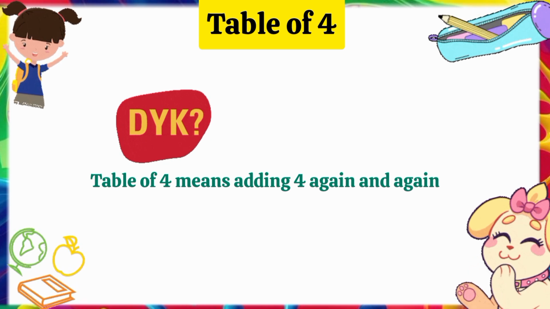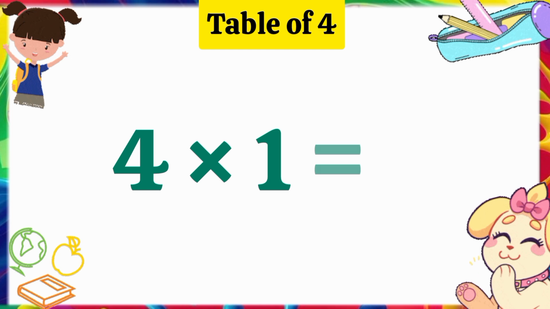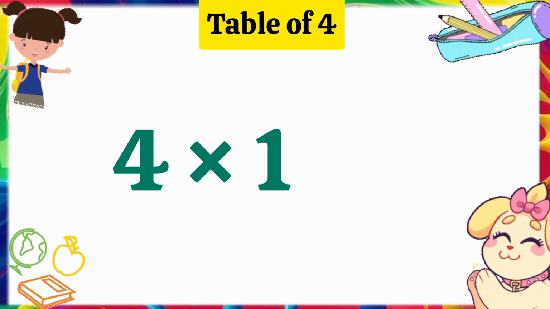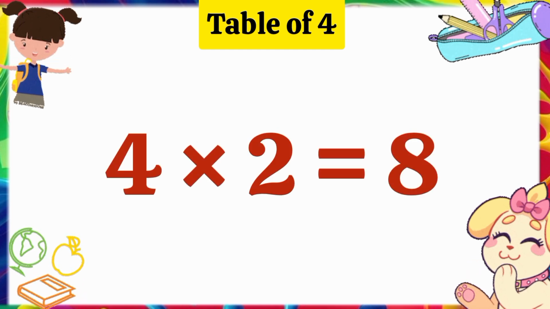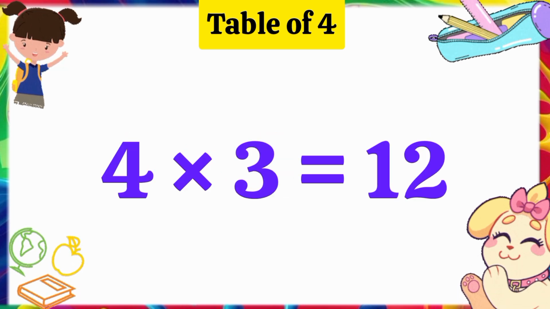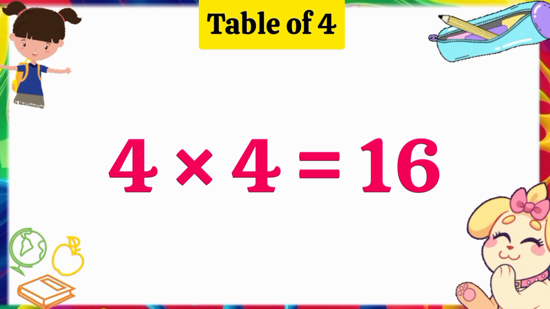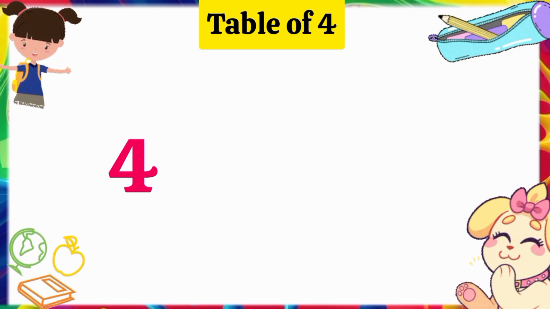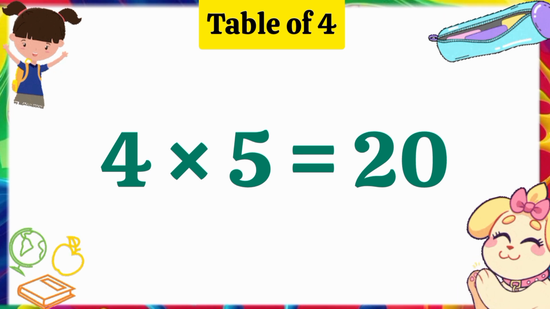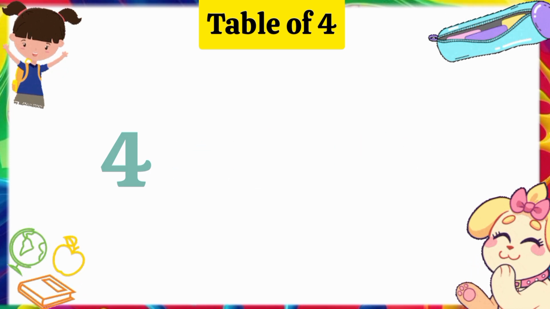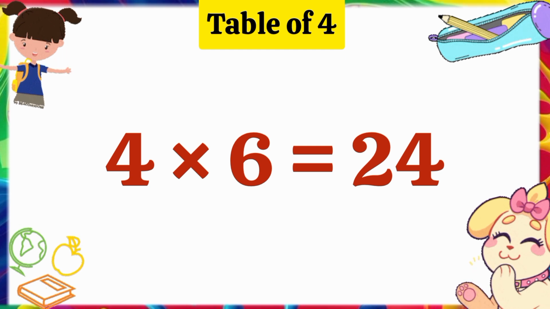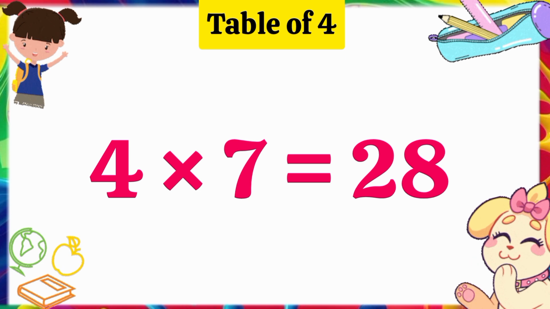Repeat after me loudly. 4 times 1 equals 4. 4 ones are 4. 4 times 2 equals 8. 4 twos are 8. 4 times 3 equals 12. 4 threes are 12. 4 times 4 equals 16. 4 fours are 16. 4 times 5 equals 20. 4 fives are 20. 4 times 6 equals 24. 4 sixes are 24. 4 times 7 equals 28.